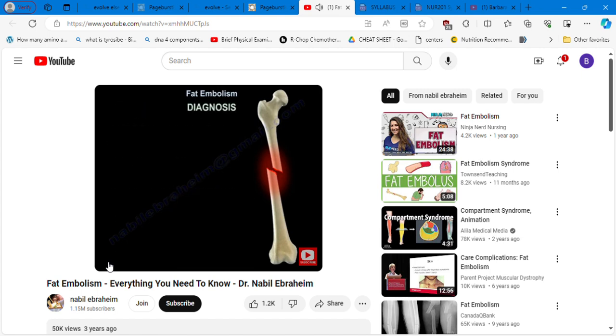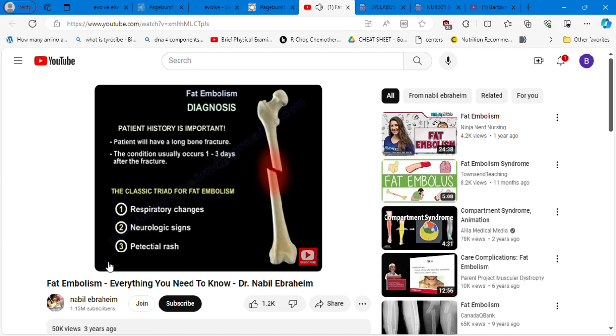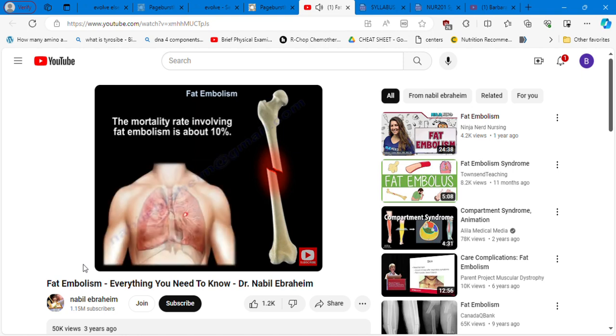Diagnosis, the history is important. The patient will have a long bone fracture. The condition usually occurs 1 to 3 days after the fracture, and you will have the classic triad: the respiratory problems, the neurological problems, and the rash. The mortality rate involving fat embolism is about 10%. Fat embolism usually occurs earlier than DVT.